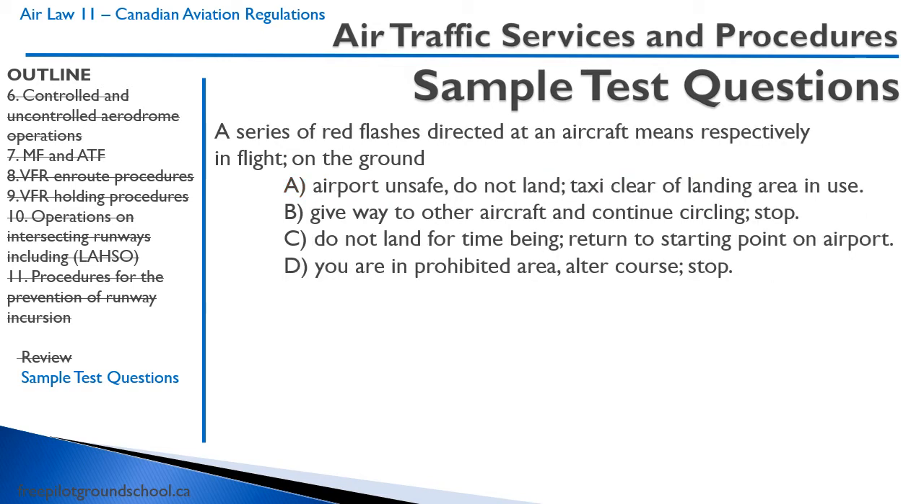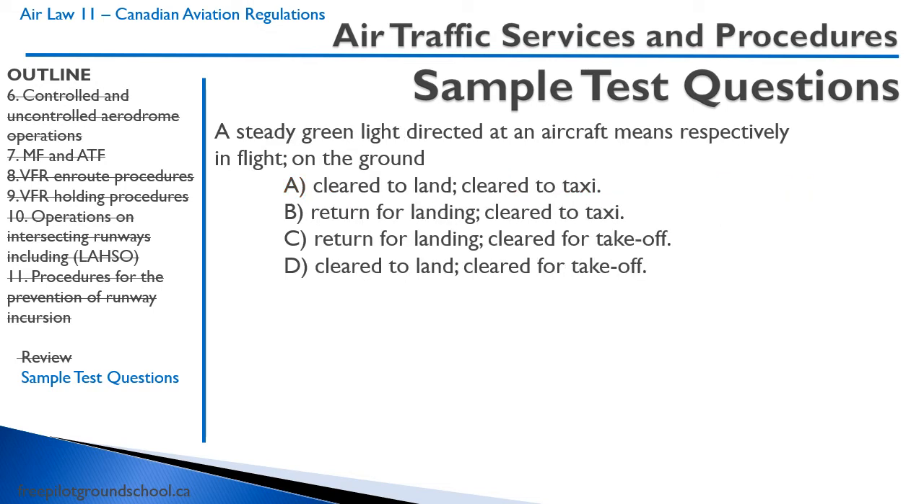So we just discussed this. A series of red flashing lights directed at an aircraft means, respectively, in flight and on the ground. So this is the worst thing. In flight, the worst thing is airport unsafe, do not land. And on the ground, taxi clear of landing area in use. Remember, the steady red light is to continue circling or stop. So the correct answer is A, airport unsafe, do not land, and taxi clear of landing area in use.